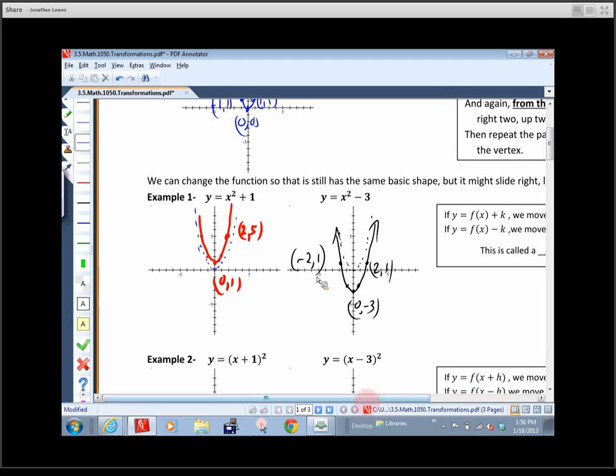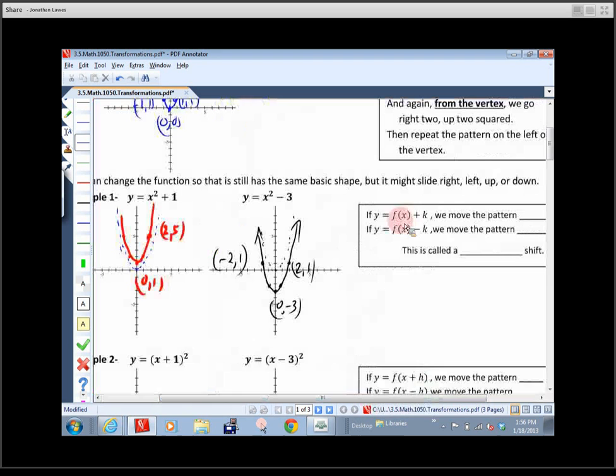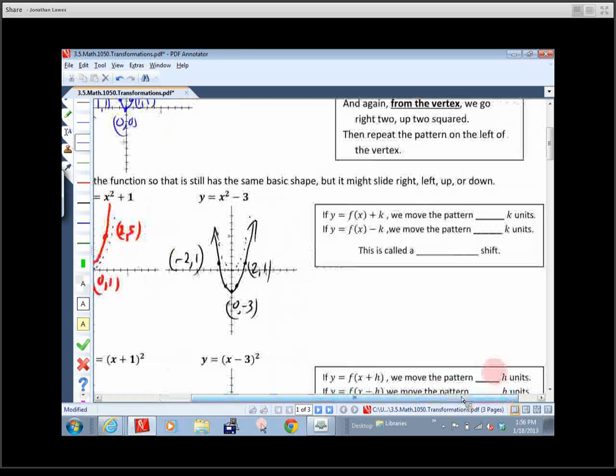So if we have a function, now notice this is different than what you saw in 1010. Whatever the function is, if the function makes the shape and then we add k to that after the fact, what does it do to the graph? Moves that same pattern up k units. If we subtract, it moves it down k units. And this is called a vertical shift. So that's called the vertical shift.